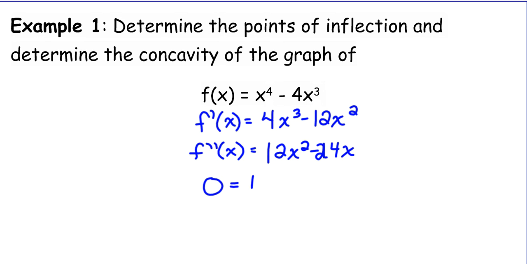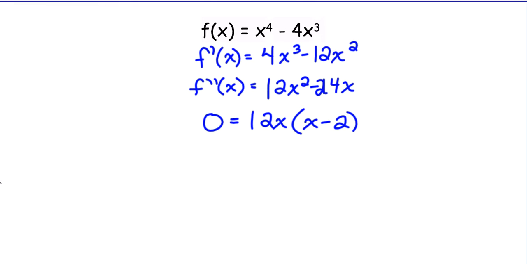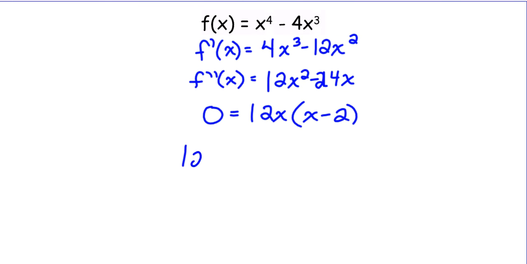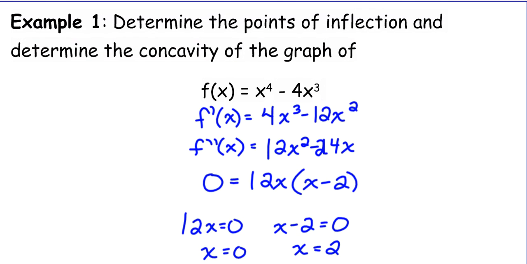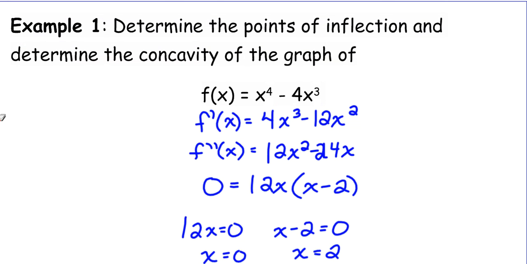It's a polynomial, so we're always going to have to factor. There's a GCF here of 12x. When we take out a 12x, we're left with x minus 2. So let's set our two factors equal to 0. 12x is equal to 0. x minus 2 is equal to 0. So in this case, x equals 0 is a point of inflection, and x equals positive 2 is a point of inflection. So those are our points of inflection.